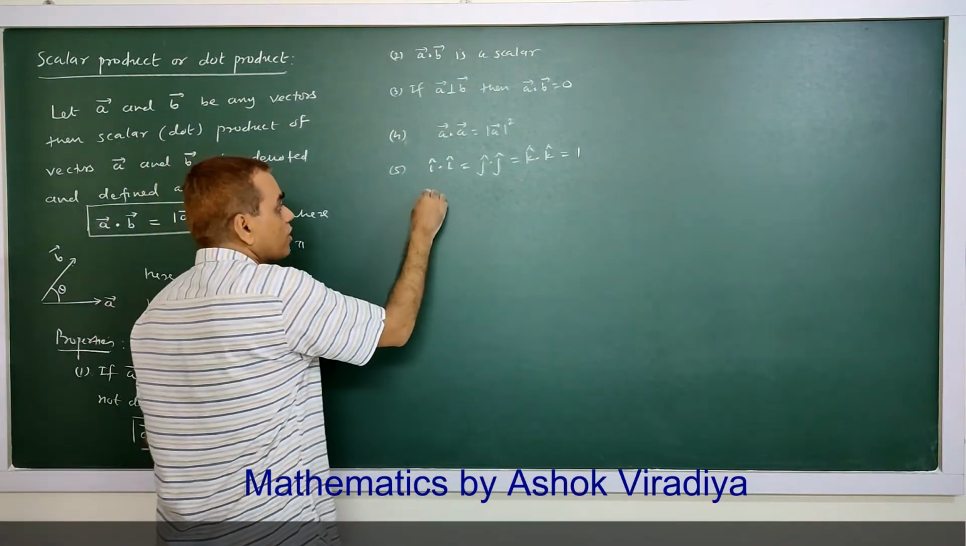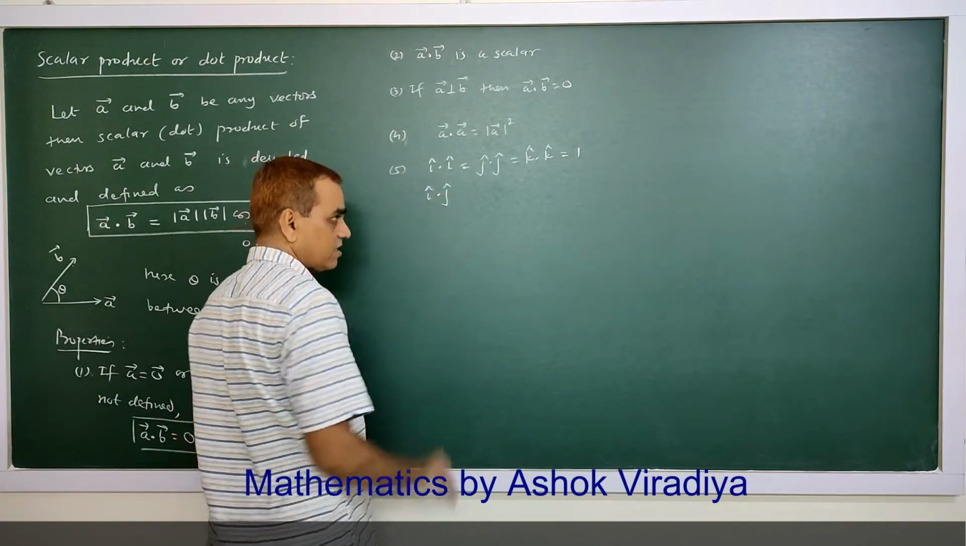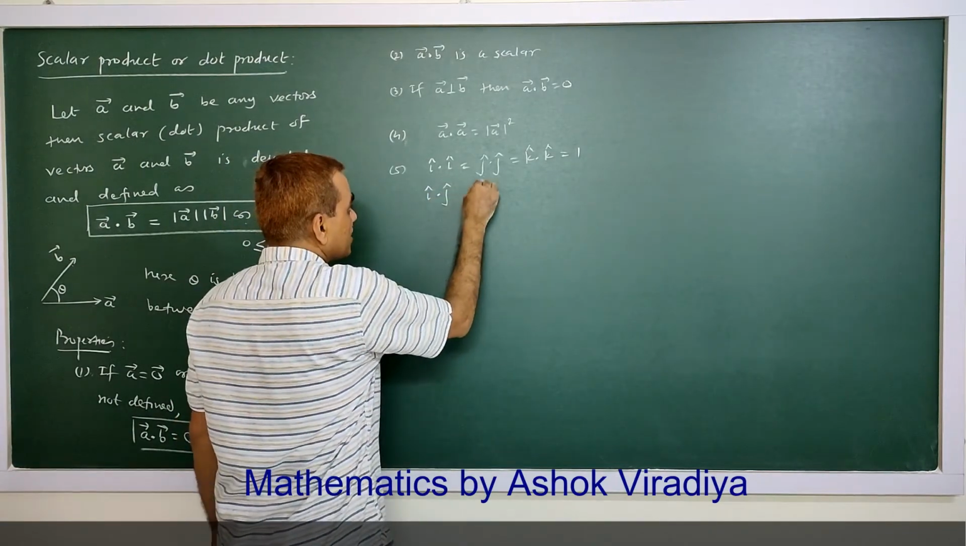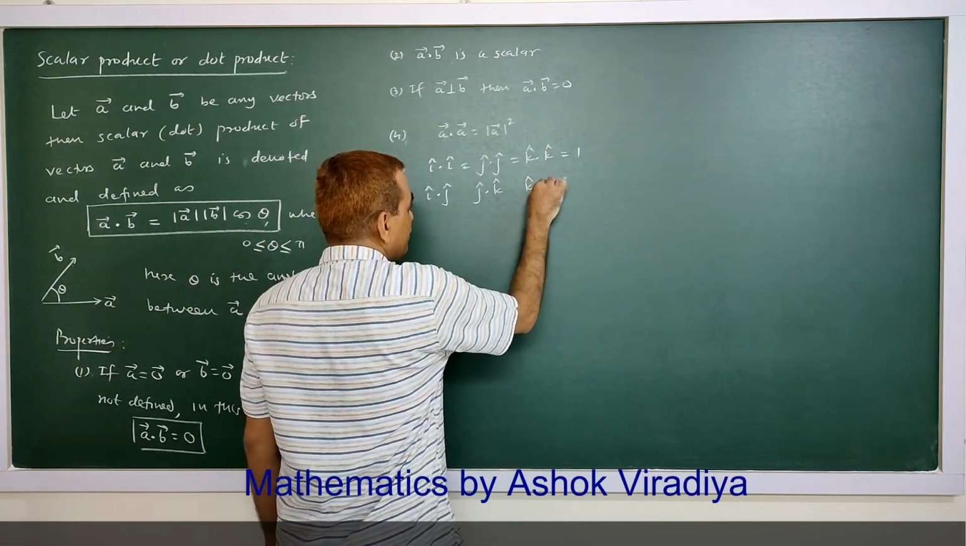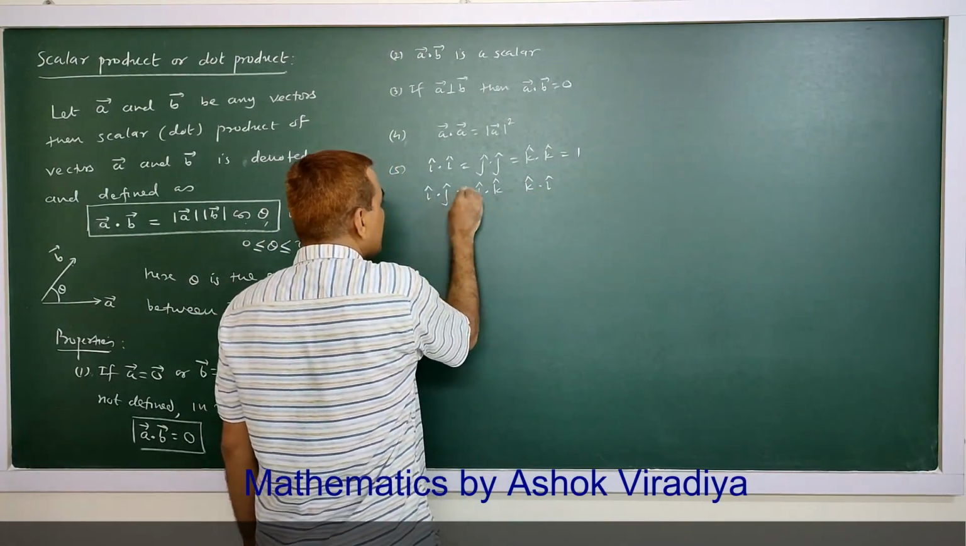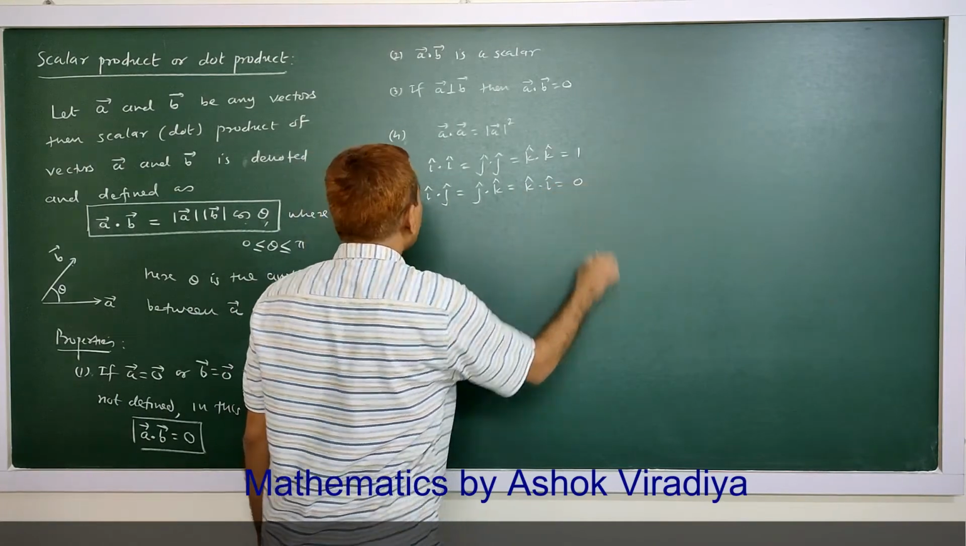If we take the dot product of i with j, the dot product of j with k, the dot product of k with i, because these are perpendicular vectors, here the dot product is 0.